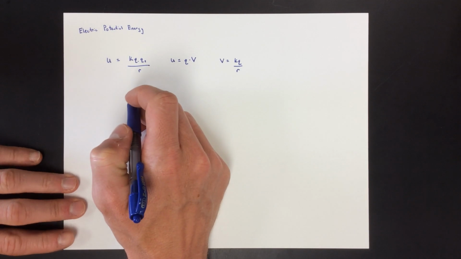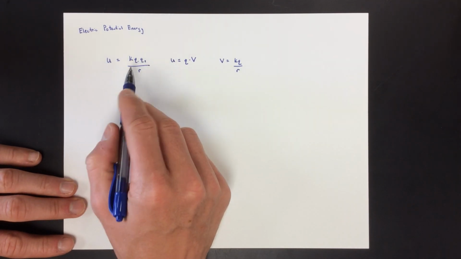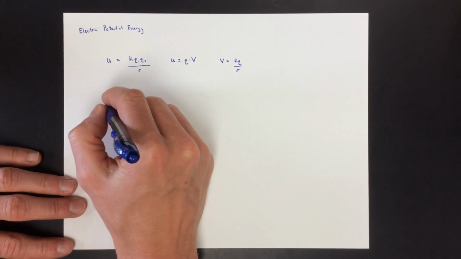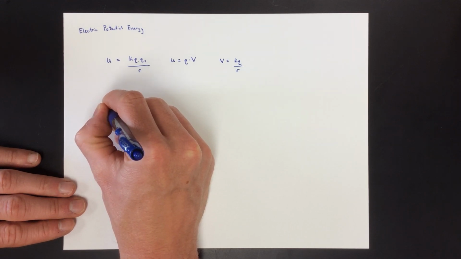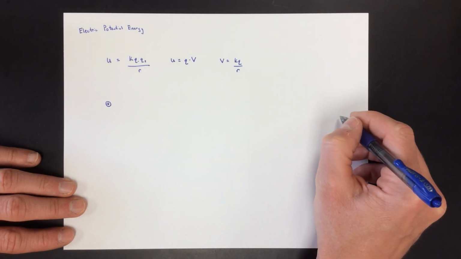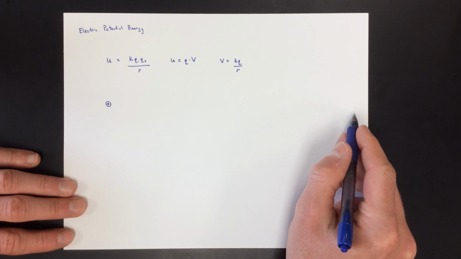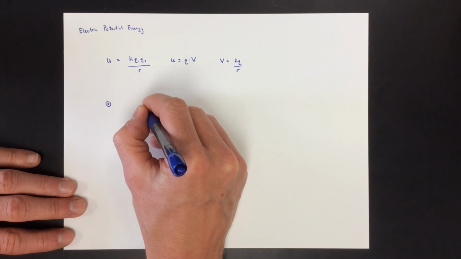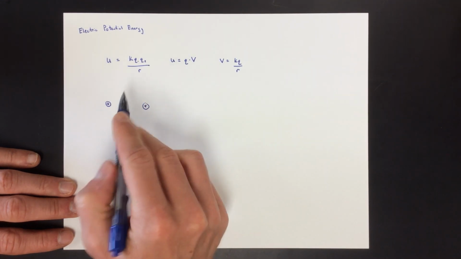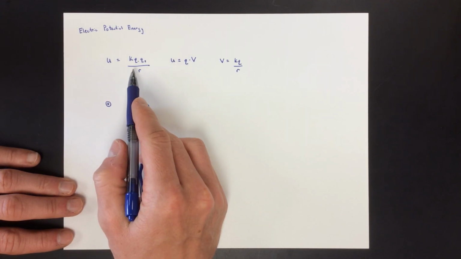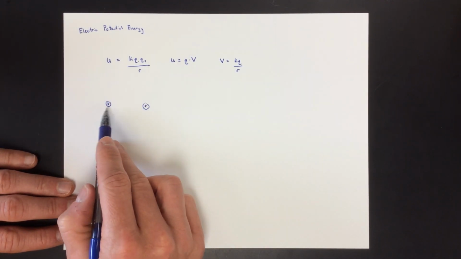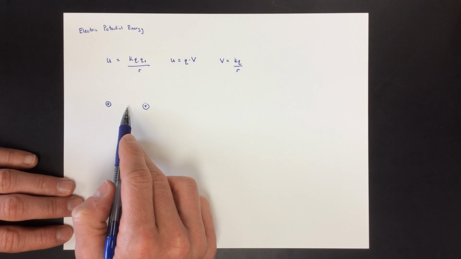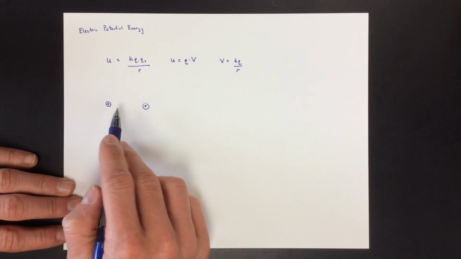So let's take a look at why this makes sense, when it's positive, when it's negative. If we take a point charge located here, and we take another point charge from way over here, infinitely far away, and we bring it close, why does this store potential energy? Well, these two things want to repel each other, right? So why do they store energy?